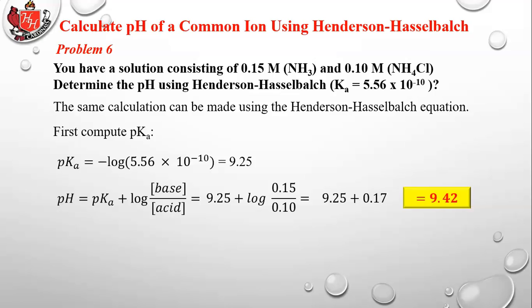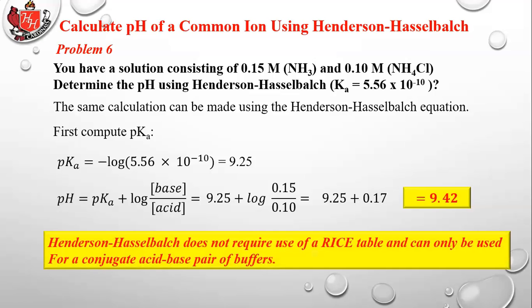Real simple. You want to use Henderson Hasselbach if you can, and you can whenever you have concentrations of both acid and base conjugates. So Henderson Hasselbach does not require use of a rice table and can only be used for a conjugate acid-base pair of buffers. Just re-emphasizing that point.